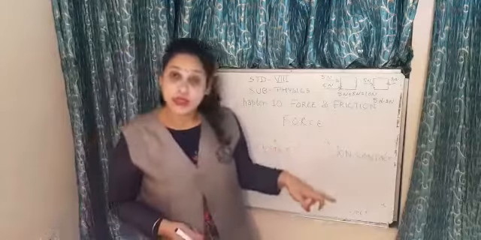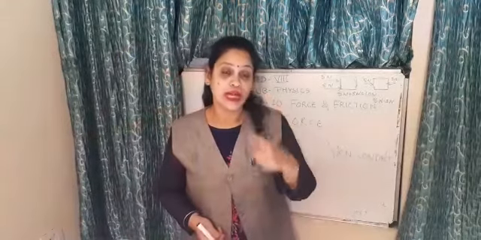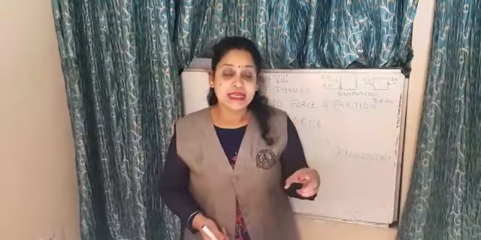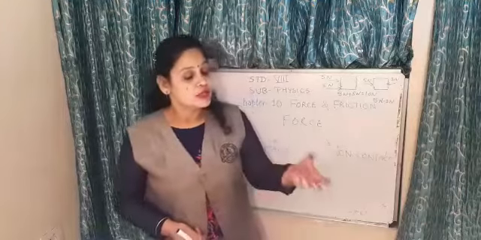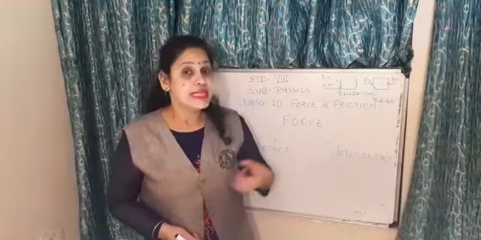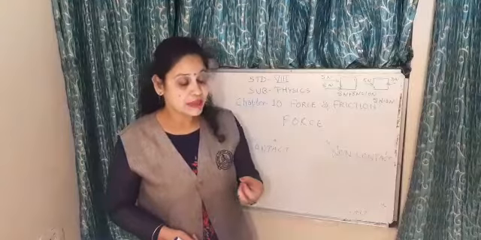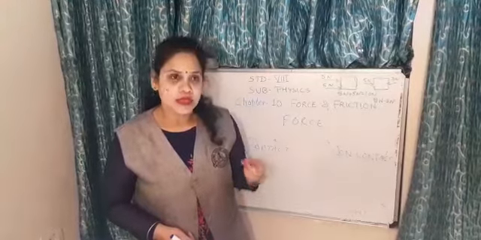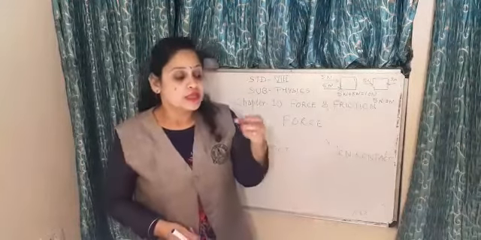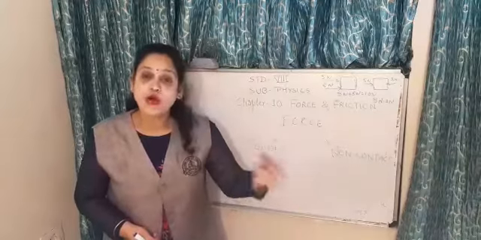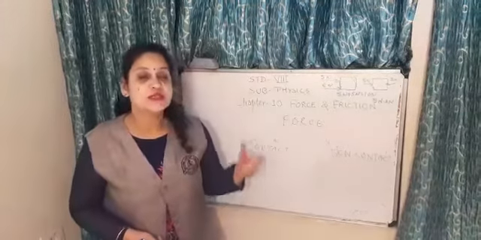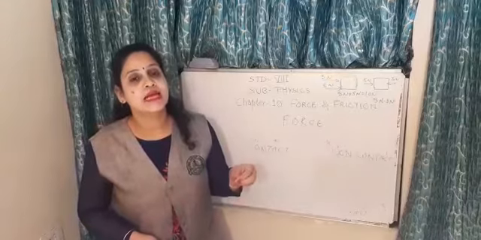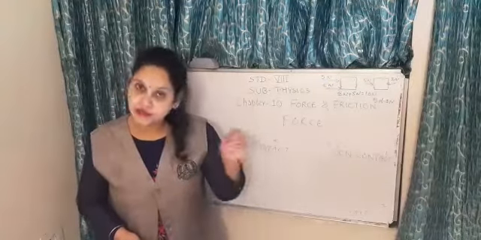The other one is non-contact force. What happens in non-contact force? Like you must have seen, in 6th standard we have studied about magnets. So a magnet can pull iron pins from a distance also. It need not be touched. Okay, so that force is applied at a distance without any physical contact. So magnetic force is an example of non-contact force.